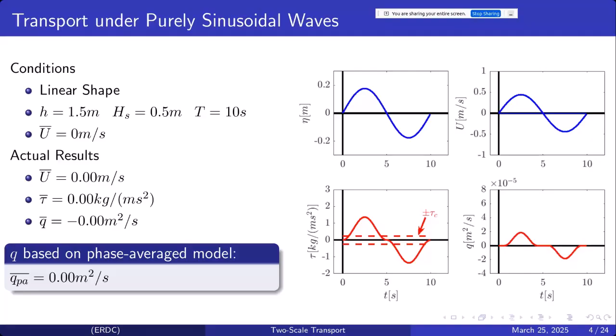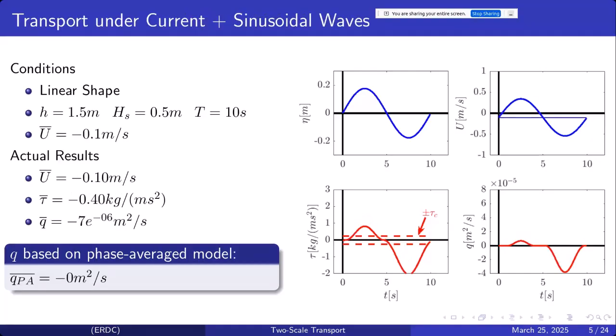Of course, this is overly idealistic because in the real world, what you have is a combination of waves and currents. And that's what I've done here. So we still have a sinusoidal waveform for the free surface position, and it's the same as the last one. But now if you look at the velocities, they're shifted down by 10 centimeters per second.